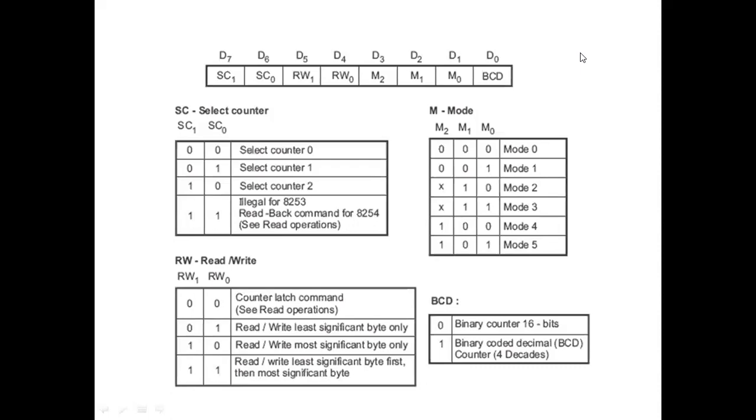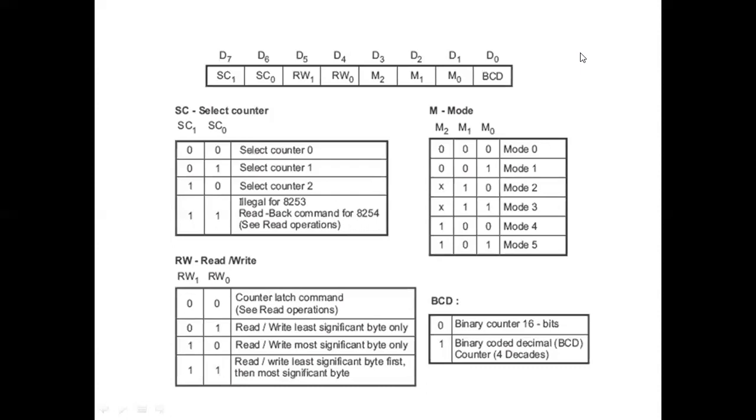The control word register is selected when the pins A0 and A1 are 11. Then the control word register accepts information from the data bus buffer and stores it. The information stored in the register controls the operation of each counter.